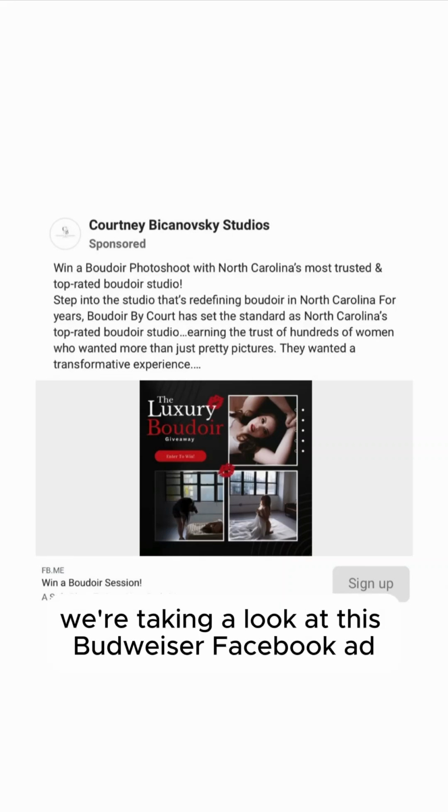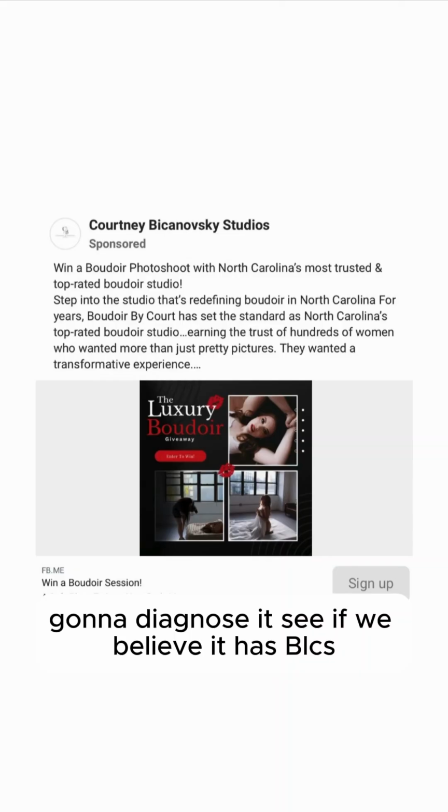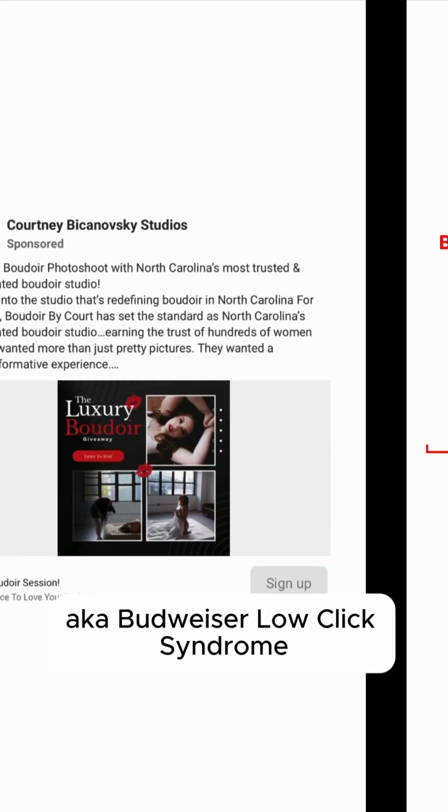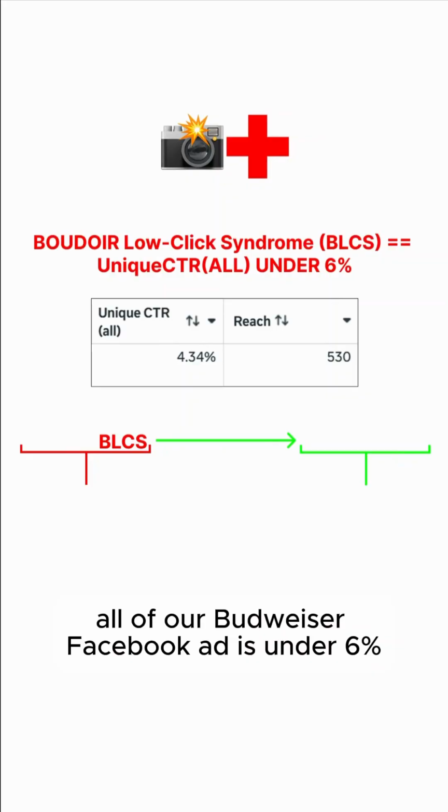All right, y'all, we're taking a look at this Boudoir Facebook ad. Going to diagnose it, see if we believe it has BLCS, aka Boudoir low click syndrome. BLCS, also called Boudoir low click syndrome, is when the unique CTR all of our Boudoir Facebook ad is under 6%.